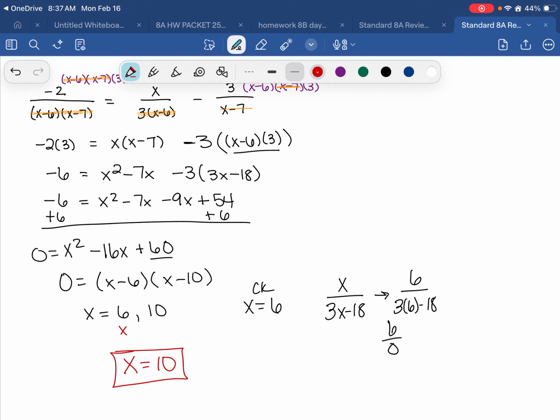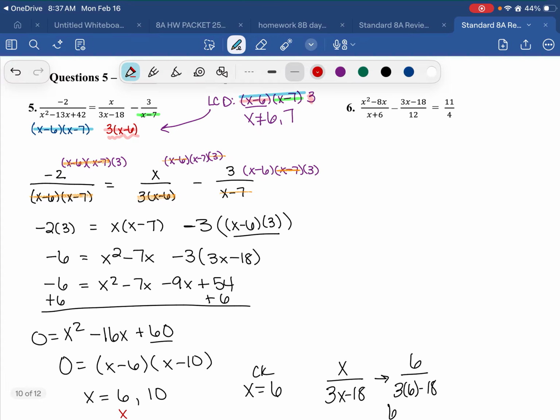Now, 10 does work. If you plug it into the original problem, it's a lot easier. Just make sure you pay attention to your parentheses.